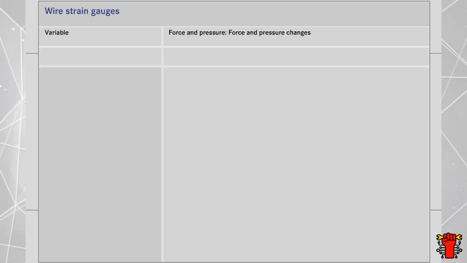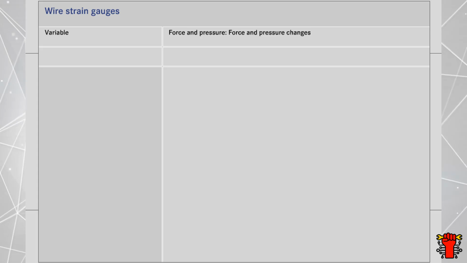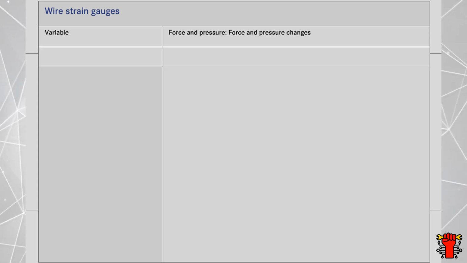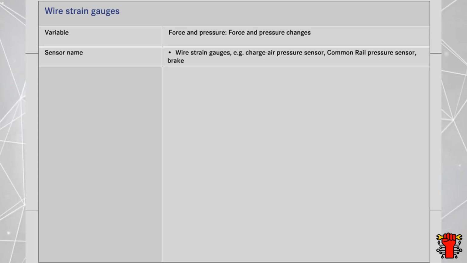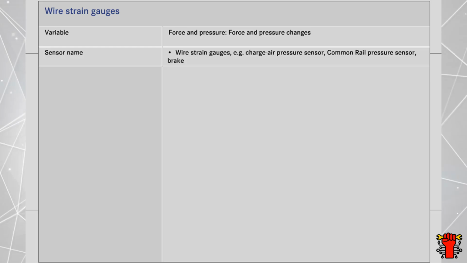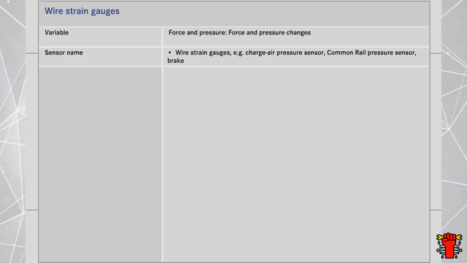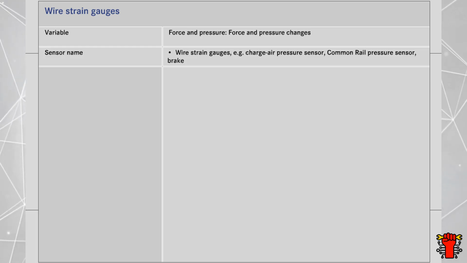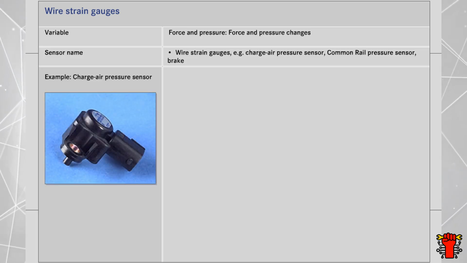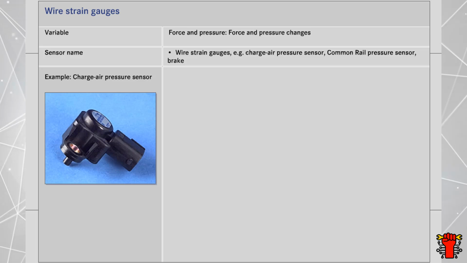Another way of registering force and pressure changes is by utilizing the deformability of materials. One example of this are the wire strain gauges, like those used, for example, in the charge air pressure sensor, the common rail pressure sensor, or the ESP brake pressure sensor. Let's have a look at the charge air pressure sensor by way of example.